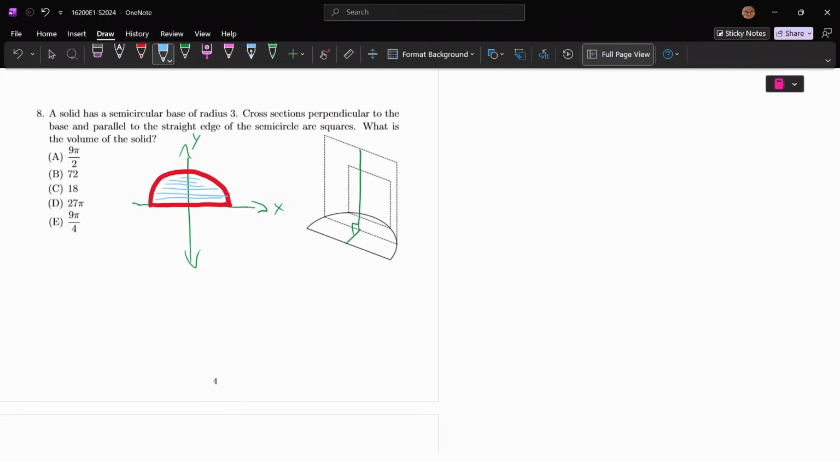And so yeah, this is going to represent our top-down view, and it has a radius of 3, which I'll put like that. So basically the goal of what we want to do here to find the volume is we want to find the individual areas of each of these cross-sectional areas, and then add them all together.